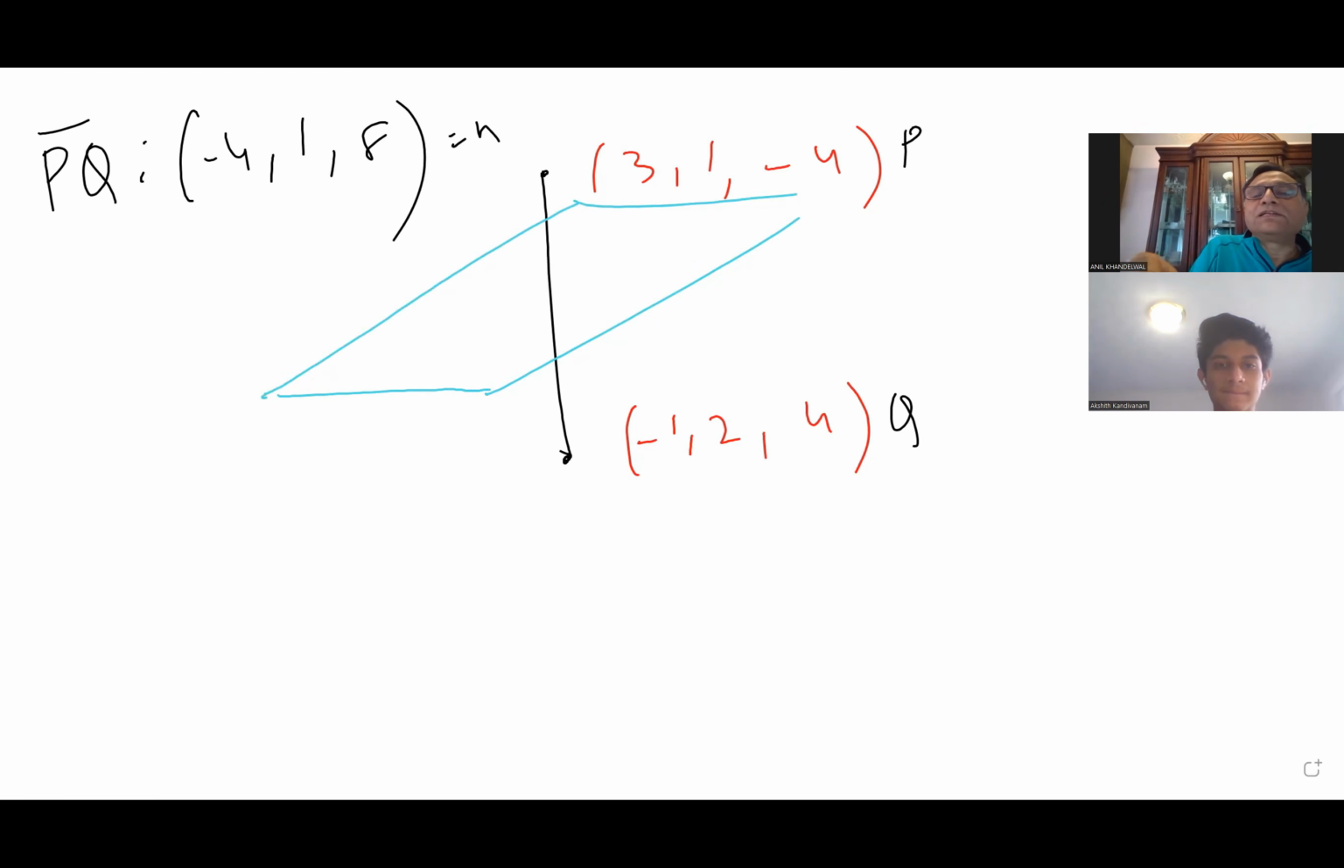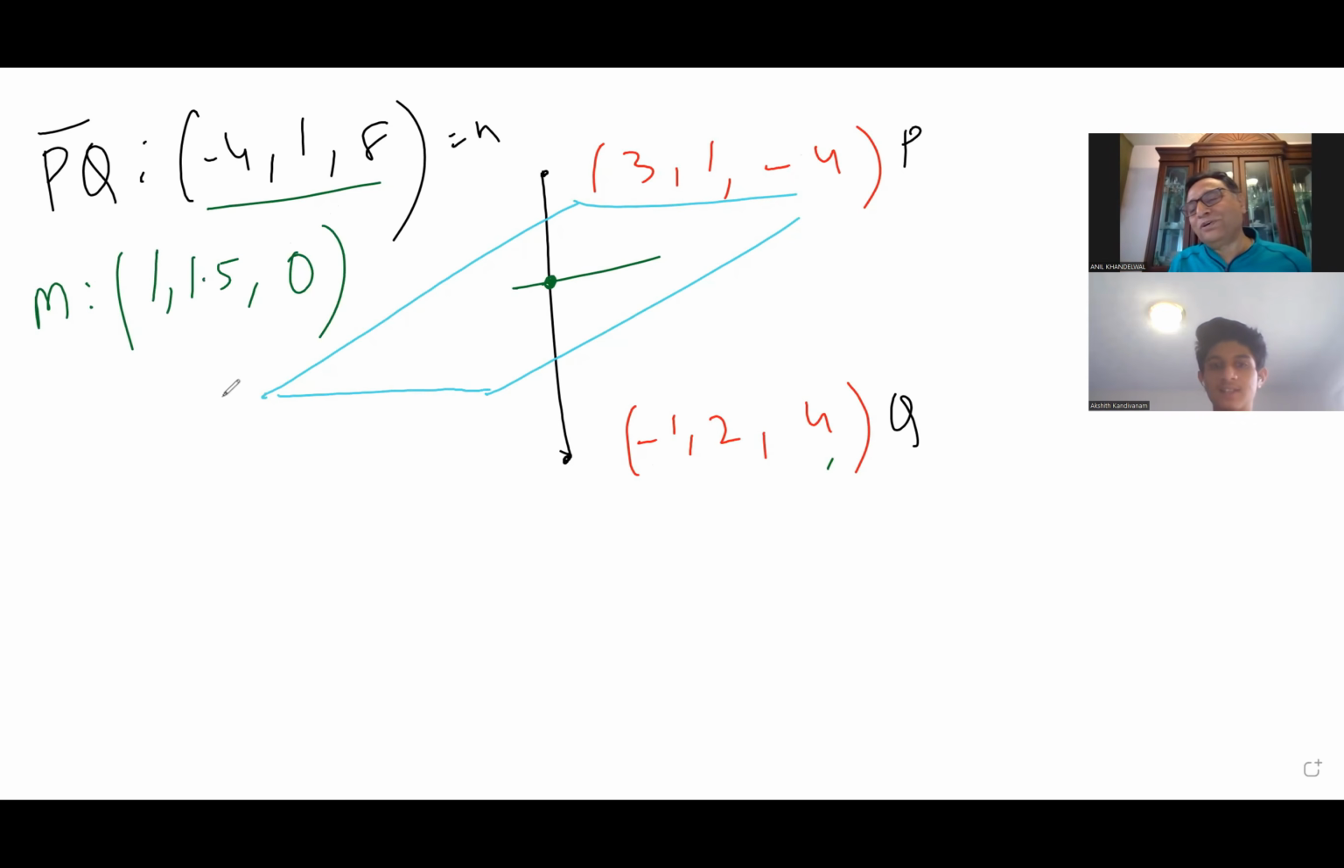And the point is midway. Normal is given to us. The point is the average of these two. Add them, divide by 2. Add them: 3 minus 1 is 2, divided by 2 is 1. 1 plus 2 is 3, so 1.5. Is it okay? Yes, sir. And this is 4 and minus 4, which is 0.